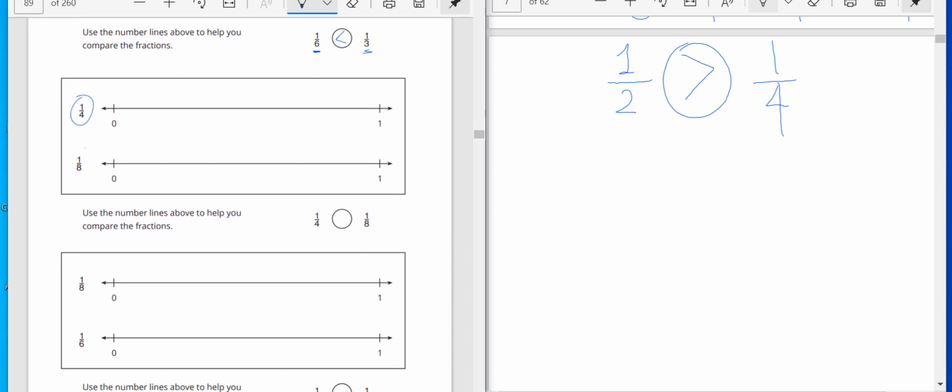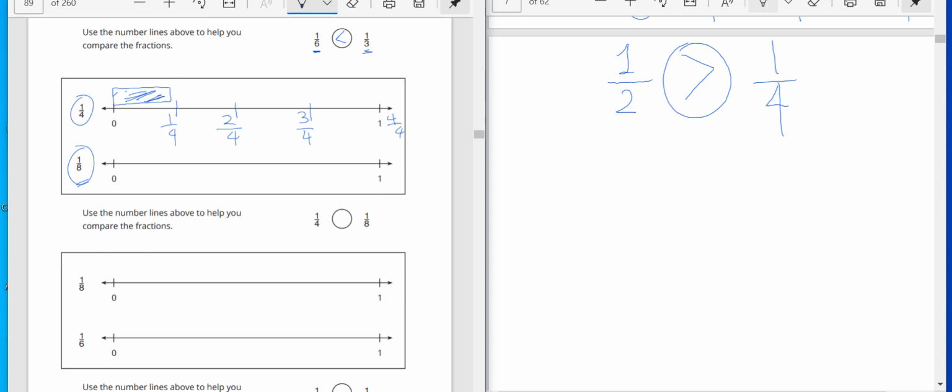Fourth and eighth. To represent fourth in the number line, we must divide the number line into 4 equal parts. Divide it into 2 equal parts at the first, then divide each part into 2 equal parts. Each part represents fourth. So here fourth, 2/4, 3/4, and 4/4.